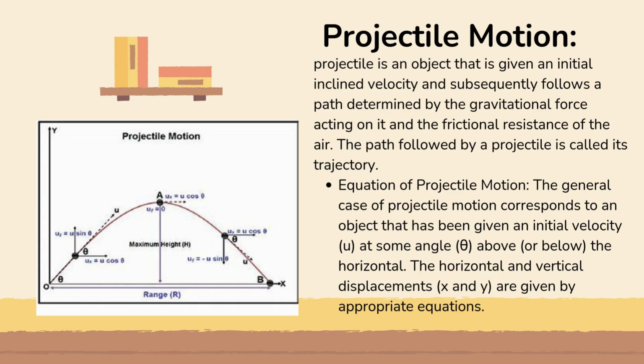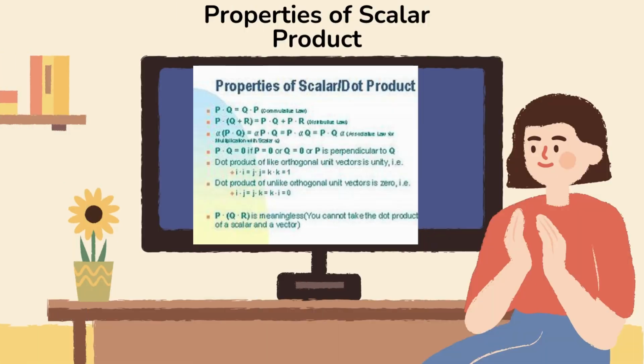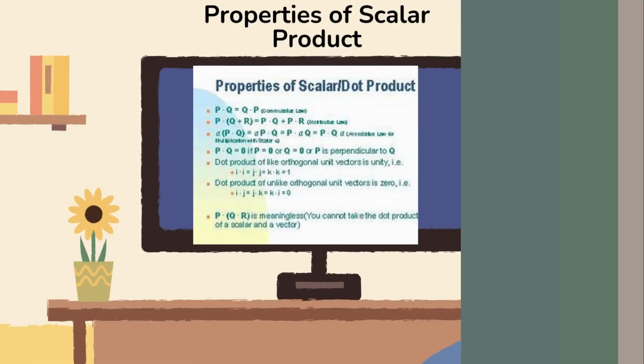Equation of projectile motion. The general case of projectile motion corresponds to an object that has been given an initial velocity, u, at some angle, theta, above or below the horizontal. The horizontal and vertical displacements, x and y, are given by appropriate equations. Properties of scalar product. Go with the image.